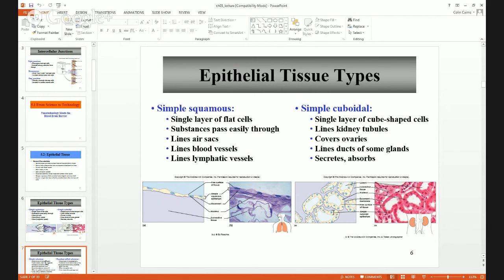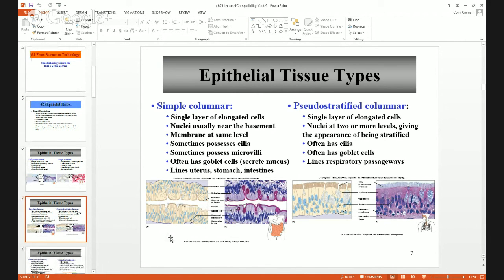Then we have the simple columnar, single layer elongated cells. The nuclei are usually located near the basement membrane at the same level. They sometimes possess cilia and sometimes possess microvilli. Often they have goblet cells that secrete mucus, and they line the uterus, stomach, and intestines.